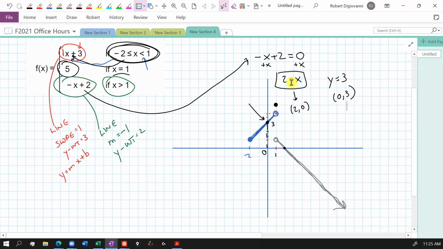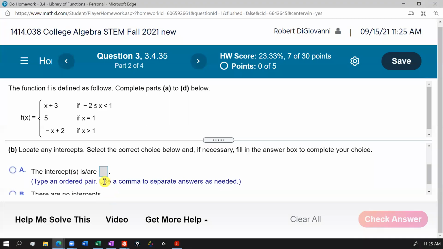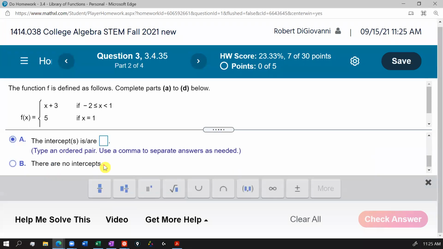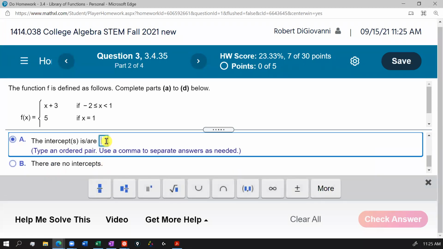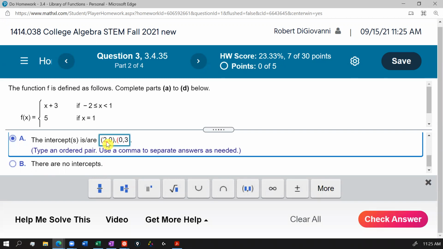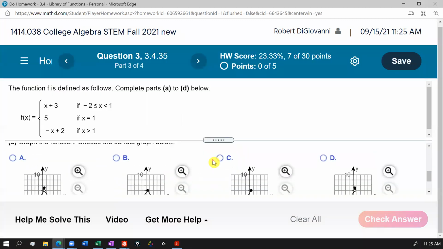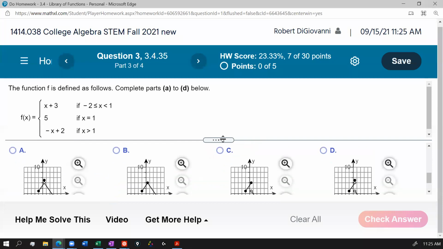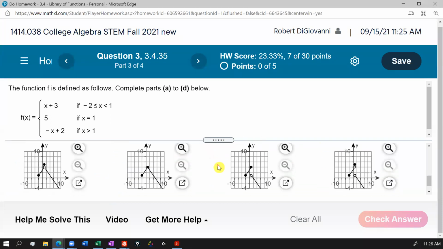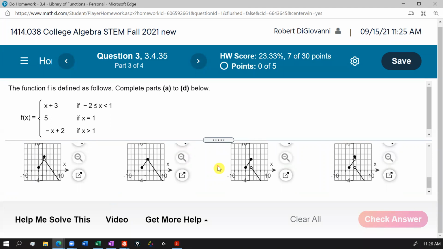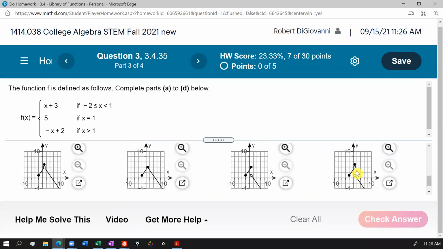Let's go ahead and do that. (2, 0), and (0, 3), right, as an ordered pair. So (2, 0), and (0, 3). Okay. All right, so we've already drawn the function, but they want us to pick out which one it is, and it was this one right here.